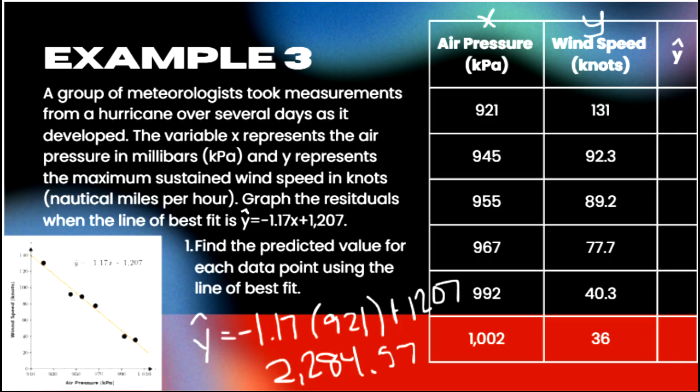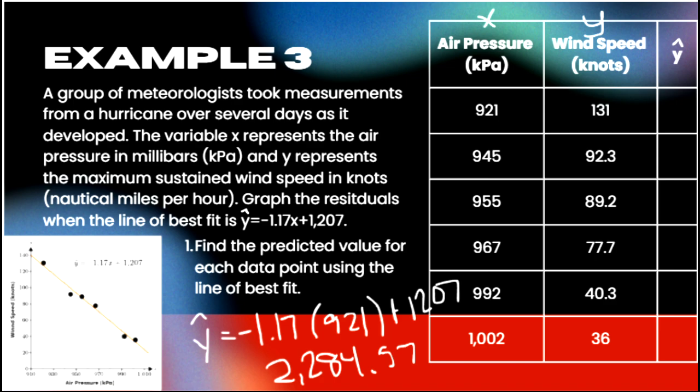So we have negative 1.17 times 921 gives us negative. Oh my gosh, now I'm adding. I can do this, guys. I can. Okay, negative 1.17 times 921 gives us 1077.57. And then we need to take that, because see, here's my problem. It's not negative on my thing.